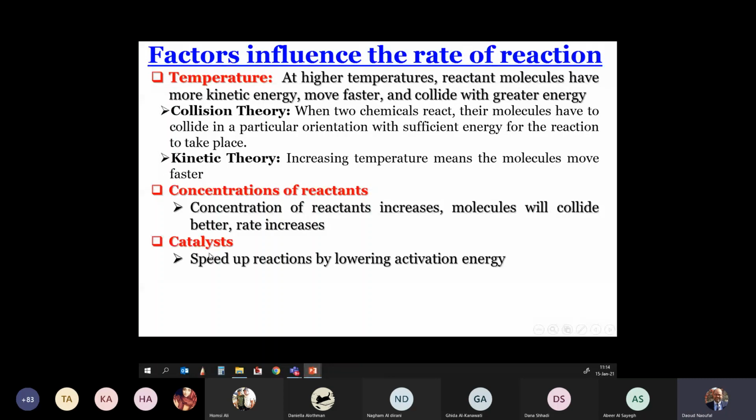The factor number 3 that affects the rate of the reaction is the catalyst. We will study in detail the meaning of the catalyst and its mechanism. A catalyst will speed up a spontaneous reaction. When the reaction is spontaneous, adding a catalyst will increase its rate. And how does the rate increase? By lowering what we call the activation energy, which will be explained later.